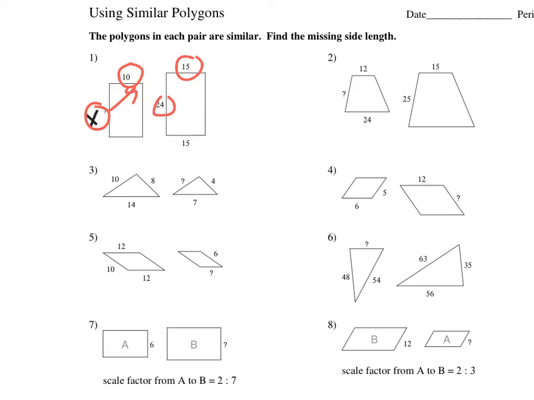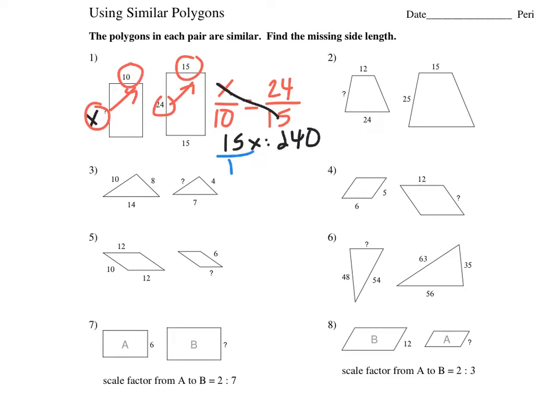So now I'm going to set up my equation like this. X over 10, 24 over 15. Do you see how I do those little arrows to show which direction I went there? And then you just 15x equals 240. Divide by 15, divide by 15. X equals 240 divided by 15, 16. Okay, and that's how you do those.